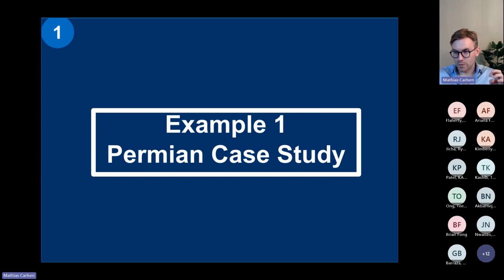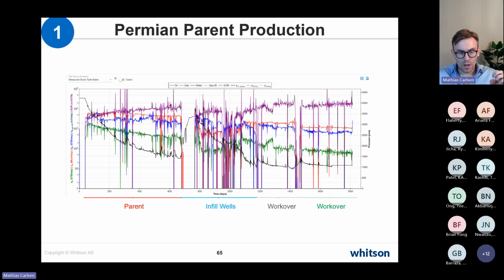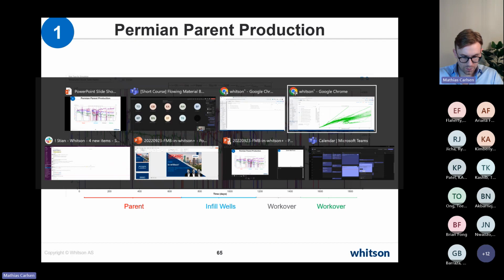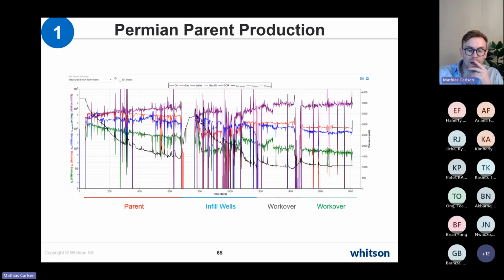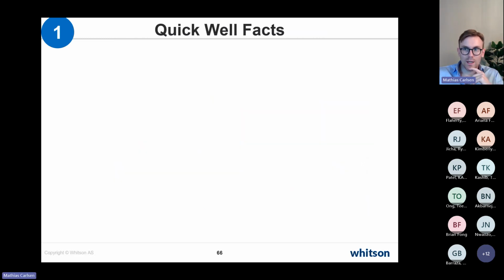So example 1, that's a Permian case study. This is a case study that was presented by Coterra a couple of years ago. It's a well that has a lot of things going on with it. It's a parent well that after probably 2 years of production, an infill well is coming online, and then there are a couple of workovers on the well. So that's what we've highlighted here.